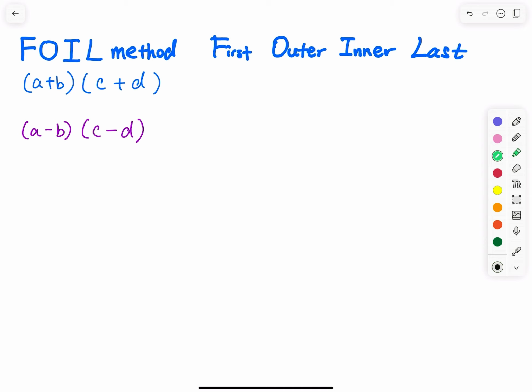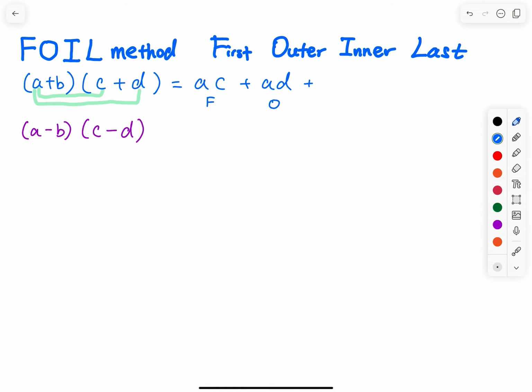The first is you have A times C. So this is A times C, and this will be the first. And then what about the outer? The outer will be the two numbers in the outer layer. First outer, so that will be A times D. So this is O, outer.